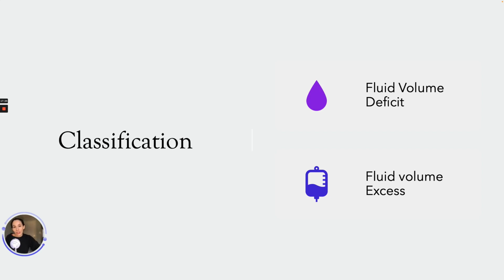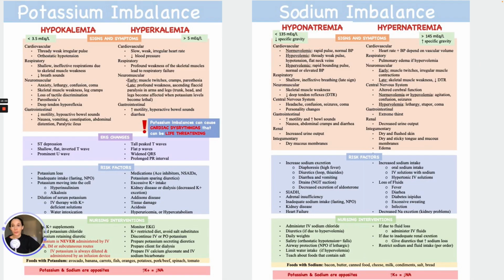So classification: there is a fluid volume deficit, also called hypovolemia, which occurs when a loss of extracellular fluid volume exceeds the intake of fluids. So we're losing a lot of that extracellular volume. There's also fluid volume excess, or hypervolemia, and this refers to an isotonic volume expansion of extracellular fluid caused by abnormal retention of water and sodium in approximately the same proportions in which they normally exist in the extracellular fluids. So again, fluid volume excess, we're retaining that water.